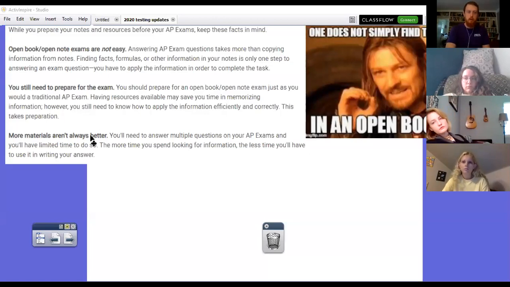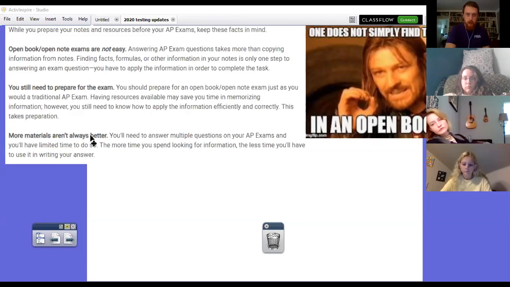More materials aren't always better. So try to streamline where in the book you're going to be looking for information, and the notes from the StatsMedic online videos would be very, very good, like streamlined. Hey, these are the high points of what I need to know. I'd really recommend using those.